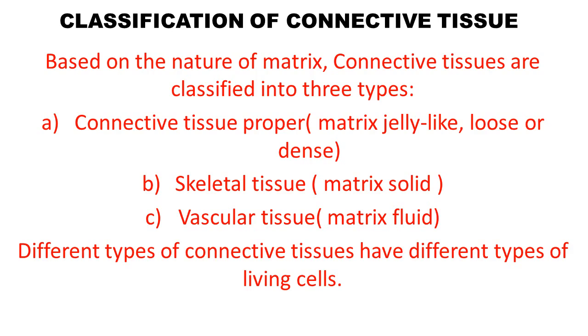In the same manner, if the matrix is solid in nature, it is called skeletal tissue. If the matrix is in the form of fluid, it is known as vascular tissue. So, connective tissues based on the matrix are classified as connective tissue proper, skeletal tissue and vascular tissue. And all these connective tissues will have different types of cells present.